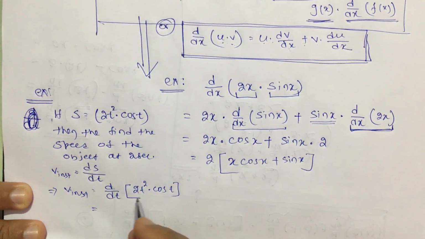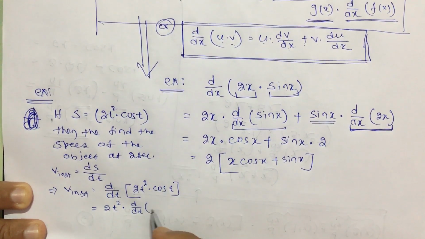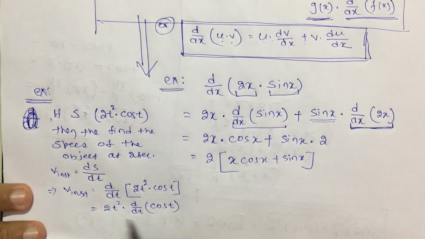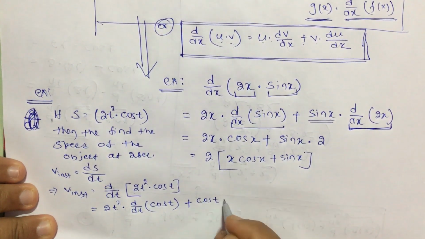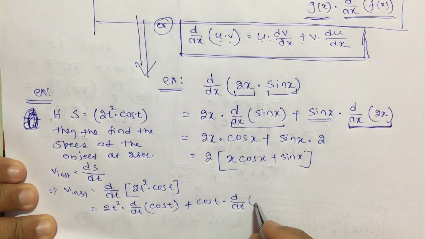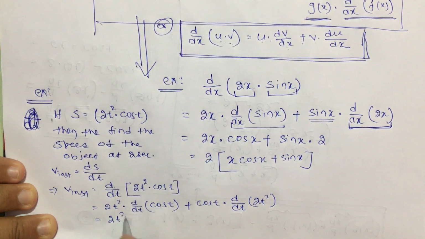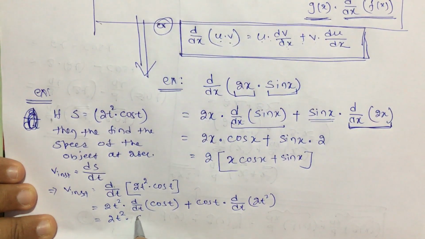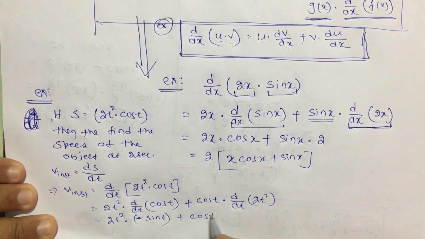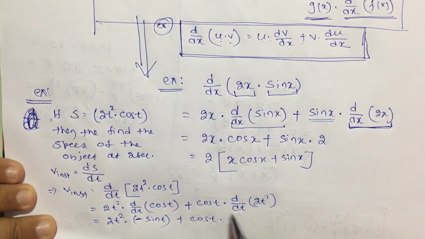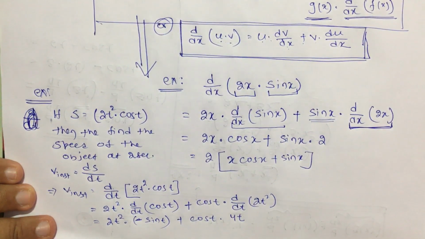Okay. Now how to solve it? First function as it is into derivative of the second function, that is u into dv by dt, plus the second function v into derivative of the first function. To solve it, you will get 2t square into d by dt of cos t, which is going to be minus sin t, plus cos t into, using the formula, constant you take out, then do the derivative, you will get 4t. Okay. So, this is the formula.